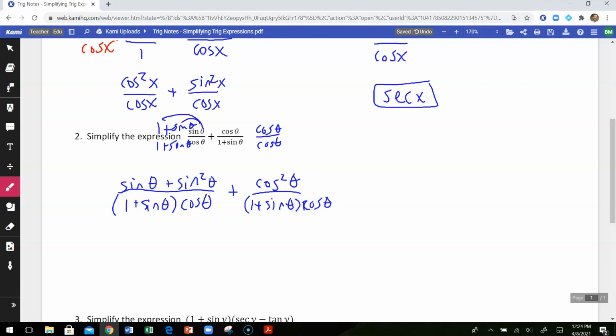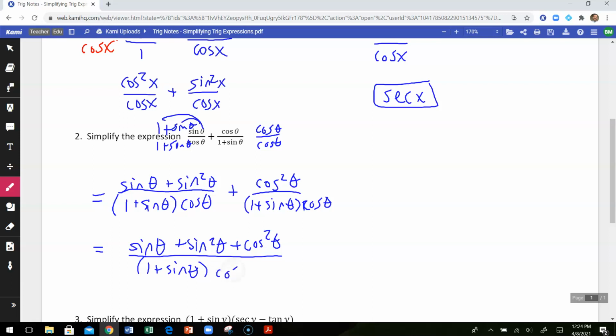Okay. After doing that, again, why do we do that? We did that so we can get a common denominator so we can add these together. So now I can add my numerators: sine theta plus sine squared theta plus cosine squared theta, all over 1 plus sine theta times cosine theta.